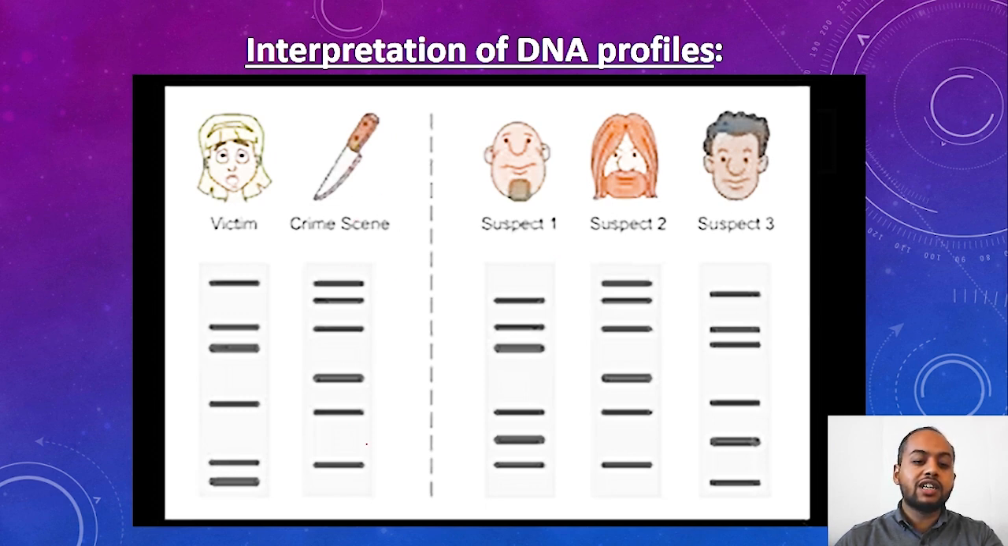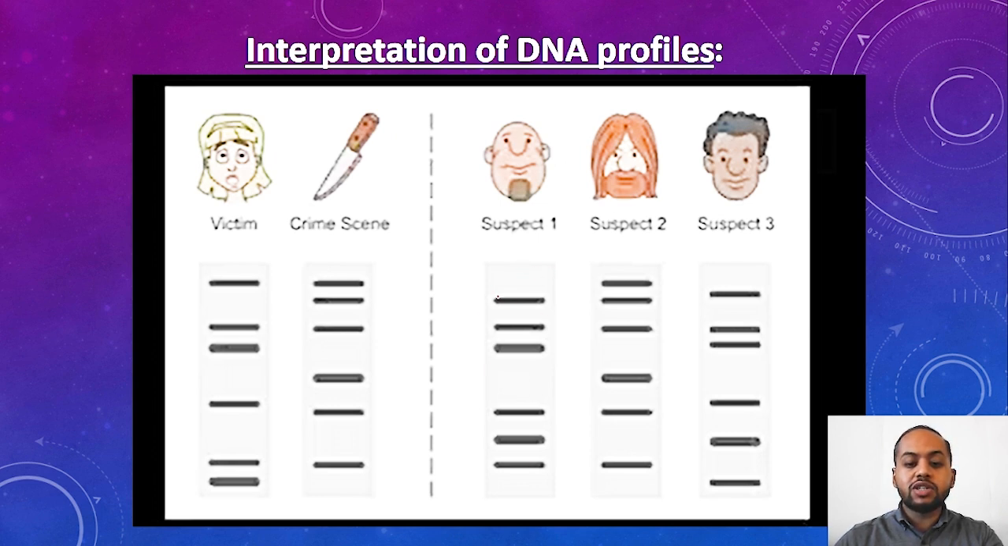This is the DNA we found on the crime scene. This is the DNA of the victim on whom the crime was committed. And then on the right hand side, we have 3 possible suspects. Now we are trying to find out which of the 3 suspects is possibly going to be the guilty party. Now if we are trying to figure out which suspect is guilty, we need to look at the DNA profile.